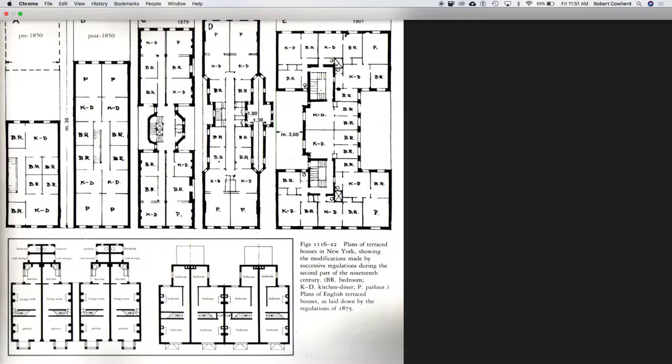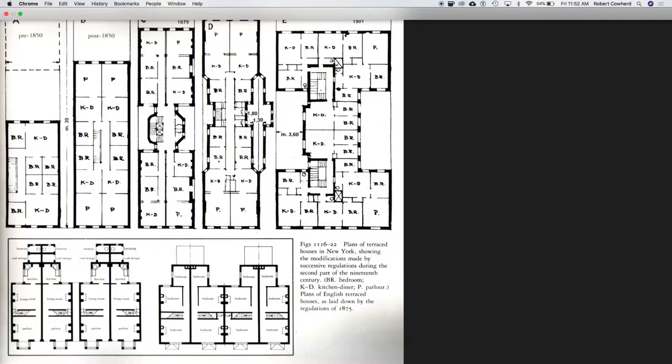First, with light only coming from the front and back, maybe allowing a rear tenement as well, facing a courtyard, very much like the conditions that Engels is talking about. Then they pass a law in 1850 that says, no, you can't have these rear tenements. You have to arrange the units so the light can penetrate in here.